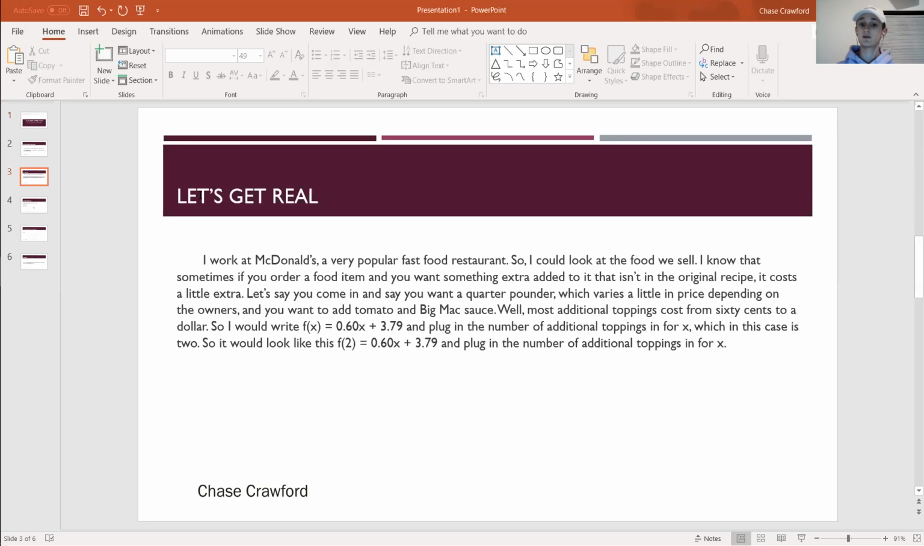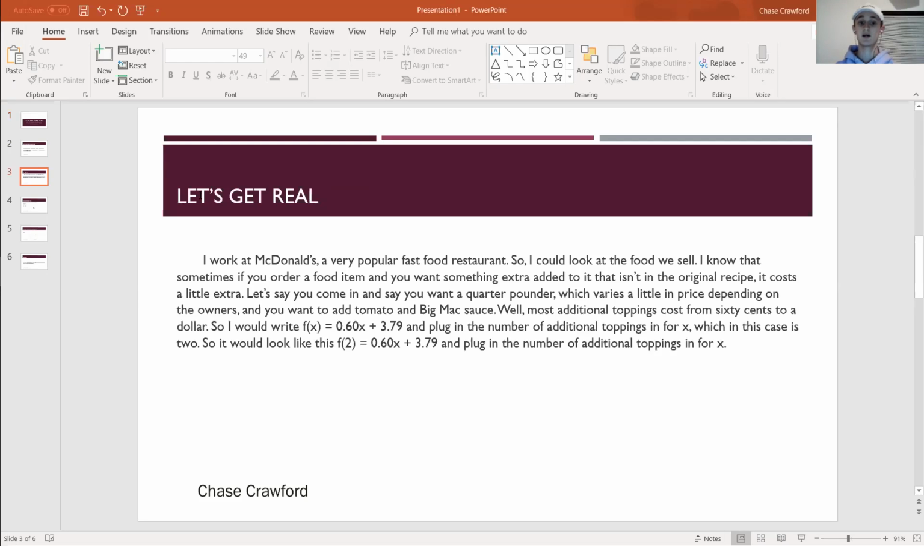Let's say you come in and you tell the order taker that you want a quarter pounder, which varies in price depending on the owners. Don't ask me why. And you want to add like tomato and Big Mac sauce. Well, most toppings that I know from experience cost about 60 cents to $1. So let's just go with the 60 cents.